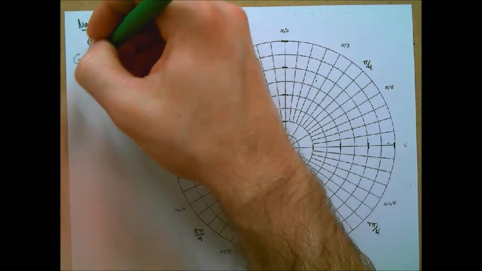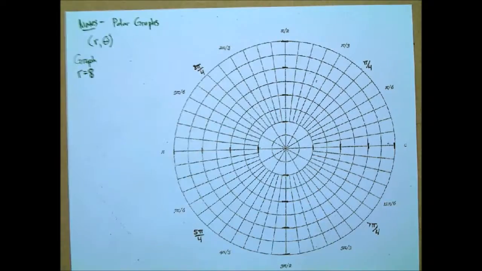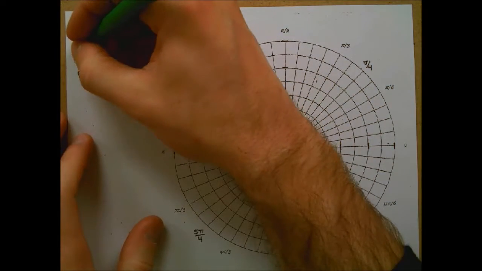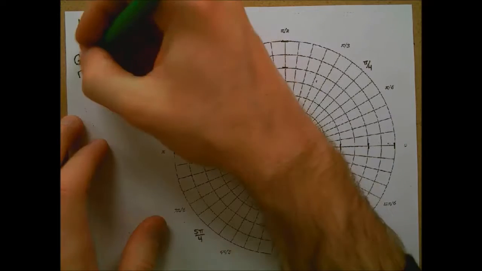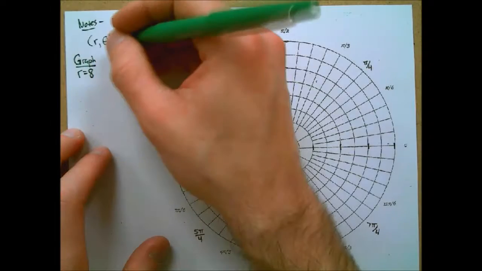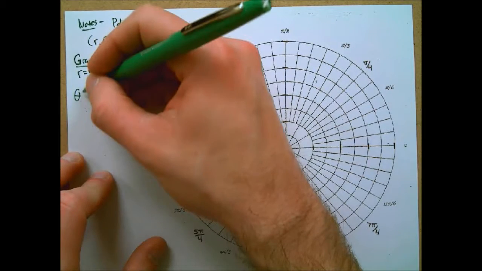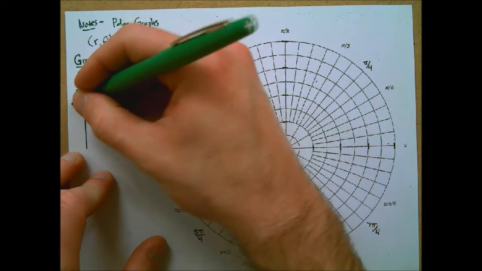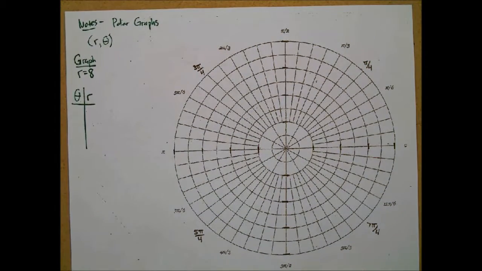So let's start by graphing r equals 8. Let's make a table. Because theta is independent, I'm going to pick theta as the first column of my table, which is a little confusing because it's the second number in the coordinate pair.